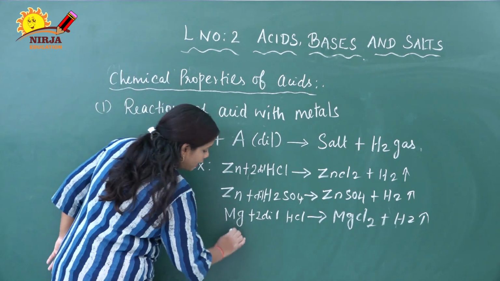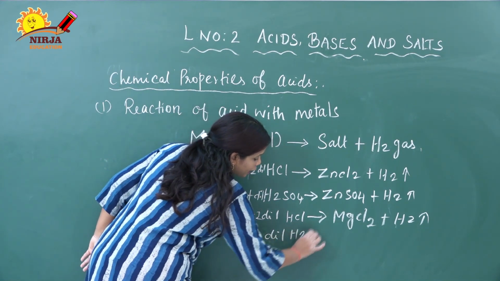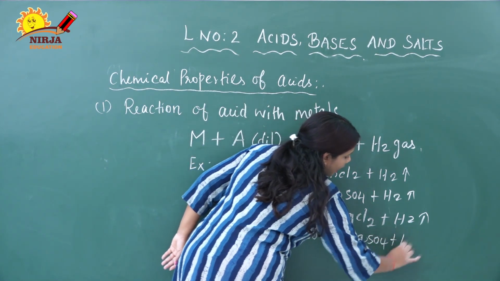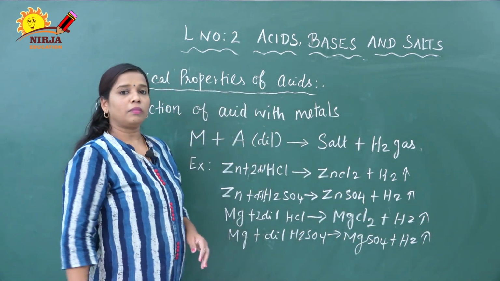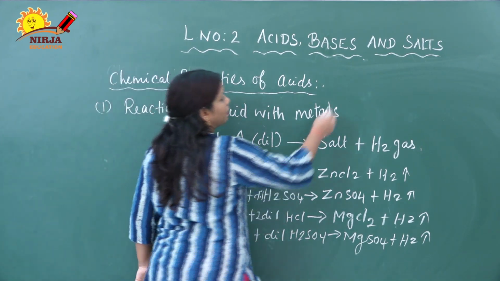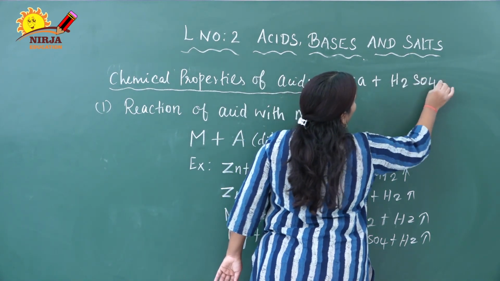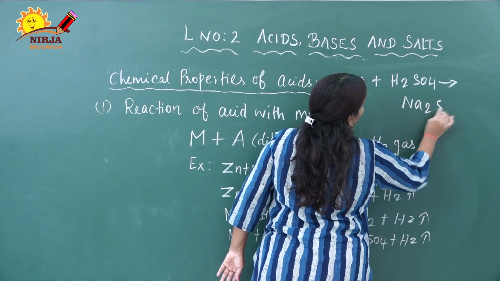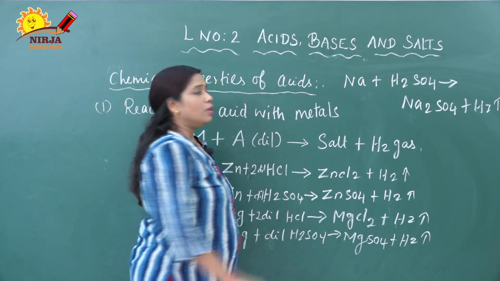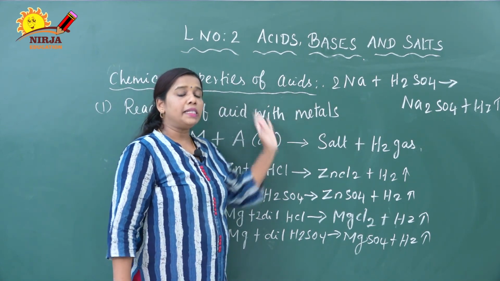Right. The same like that, when magnesium reacts with dilute sulfuric acid, H2SO4, it produces MgSO4, that is magnesium sulfate, plus hydrogen gas. Right. I hope you have understood the four examples. One more example I am giving. When sodium reacts with dilute H2SO4, it produces Na2SO4 plus H2 gas. So here we have to balance the equation. These all are the examples of acid reacting with metals.